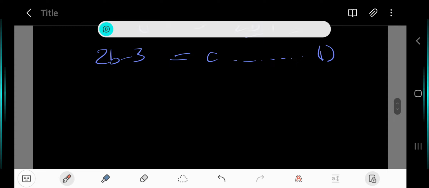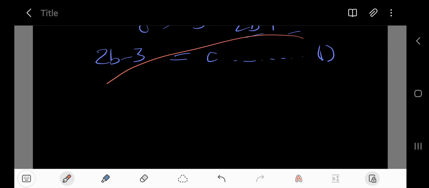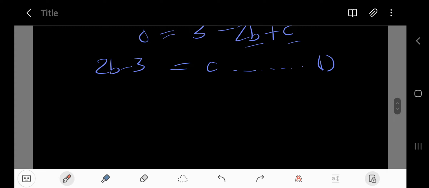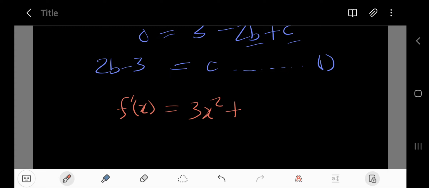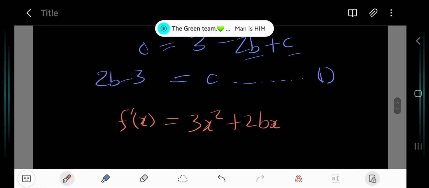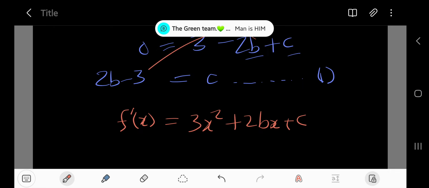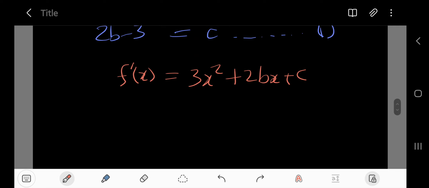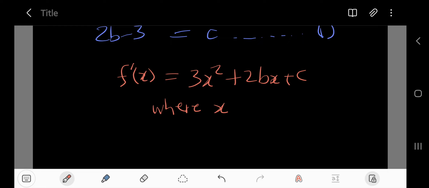Now that we have that there, let's push. We also know, remember we wrote that f prime of x, which is the derivative, was equal to 3x squared plus 2bx plus c. So this is the derivative. But we also know that where x is equal to 2, which is the x value of the turning point, f prime of x is 0.